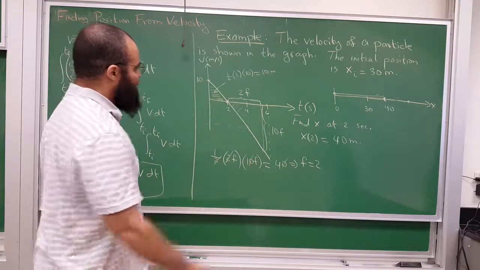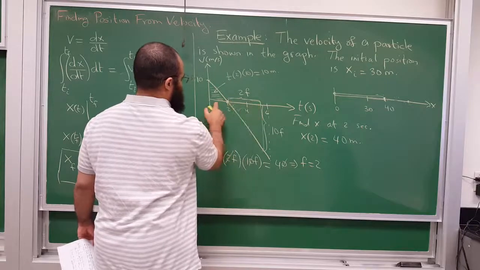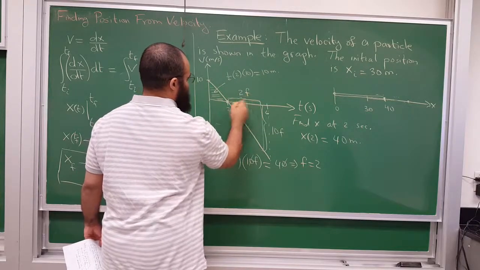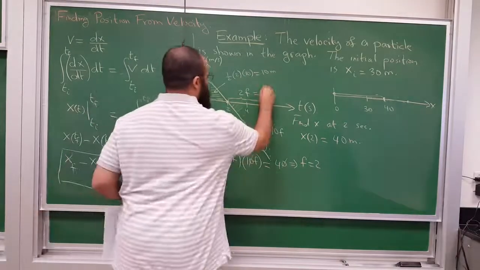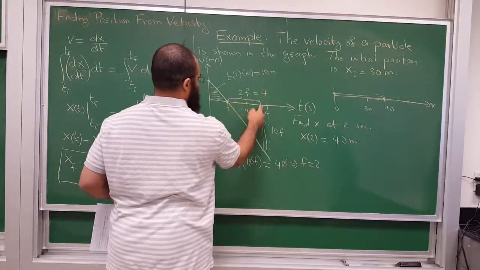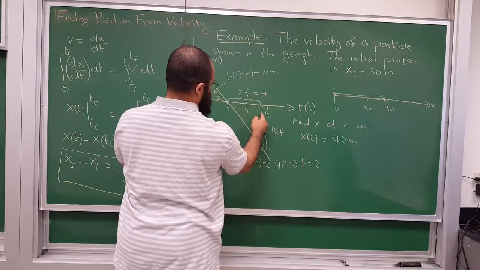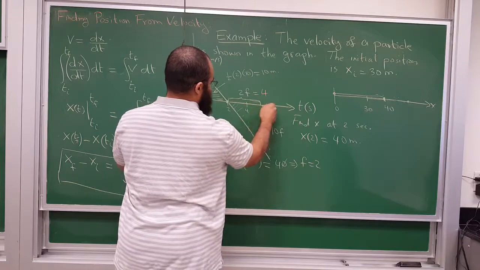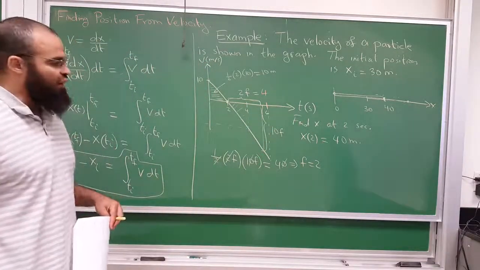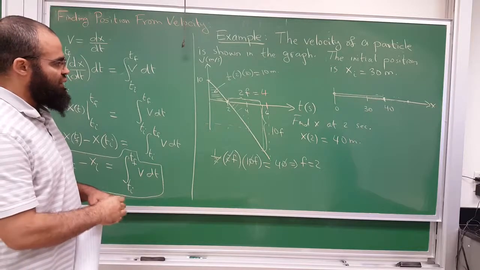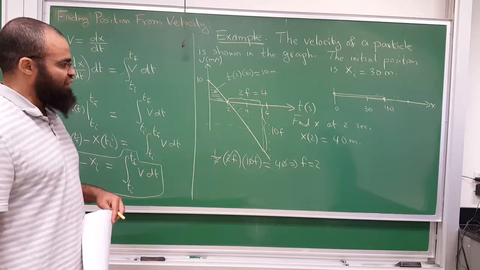What does that mean? It means I want this to be 2 times f, so that's 4, since f is 2. So I have to add 4 to 2, and 2 plus 4 is 6. At 6 seconds it will come back to the origin.